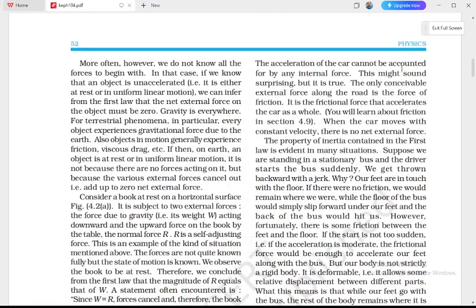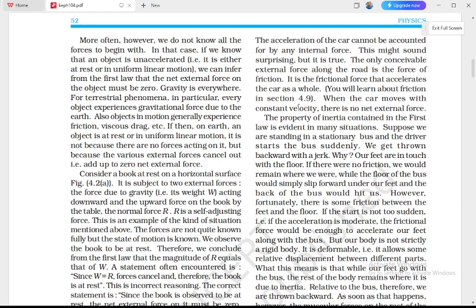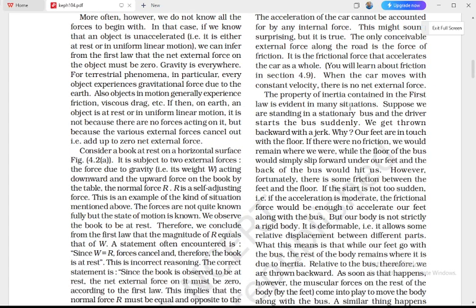The acceleration of the car cannot be accounted for by an internal force. This might sound surprising, but it is true. The only conceivable external force along the road is the force of friction. It is a frictional force that accelerates the car as a whole. We learned about friction in section 4.9. When the car moves with constant velocity, there is no net external force.